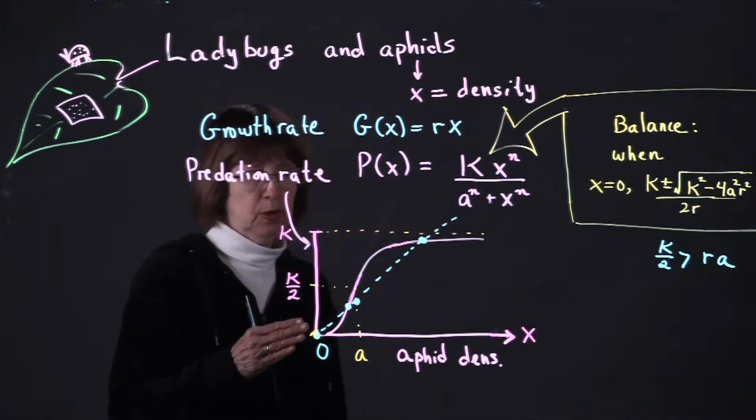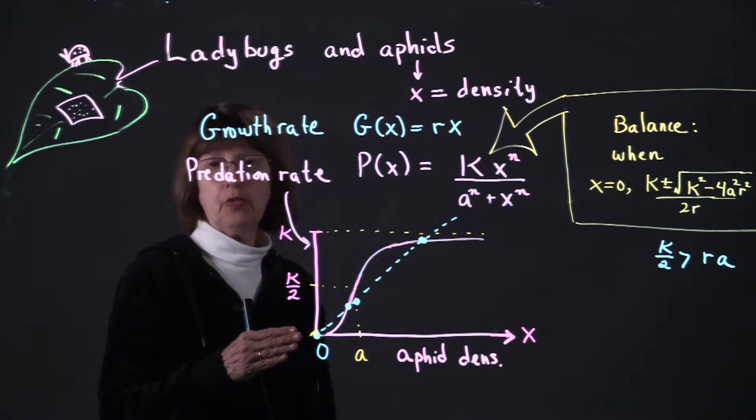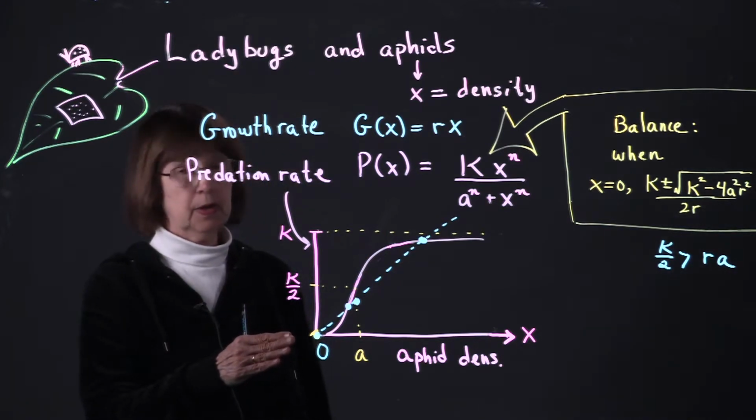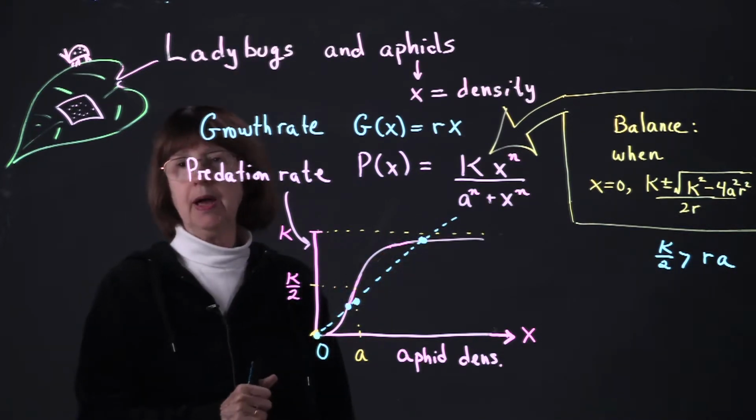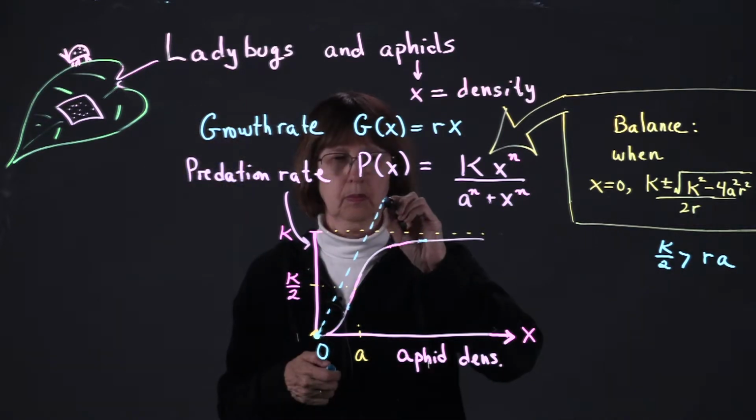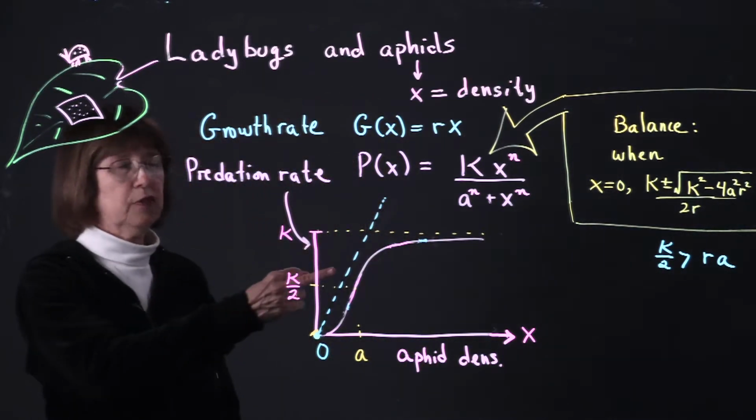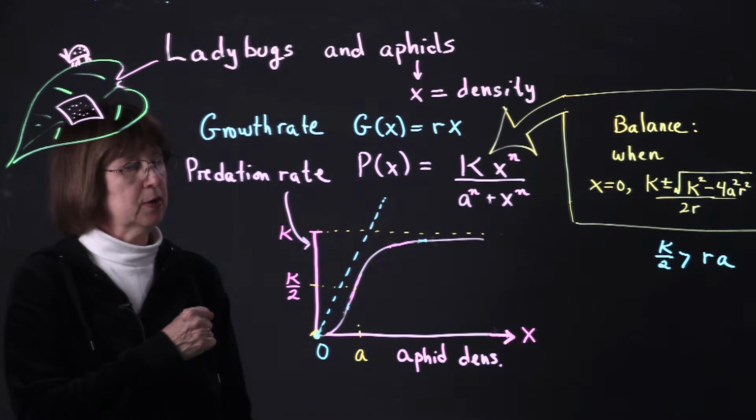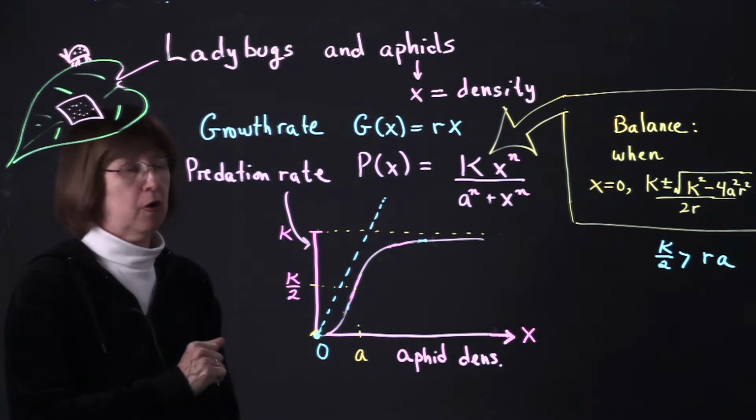Now suppose we look at what happens when the growth rate of the aphids is higher. That means the slope of this blue line will be larger. Here we've drawn a growth rate with a higher slope, namely a larger r value.